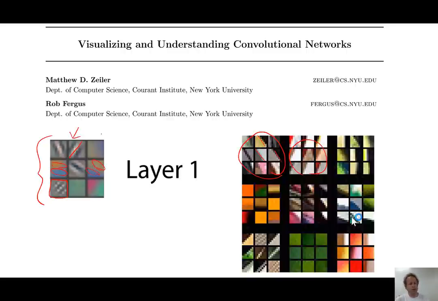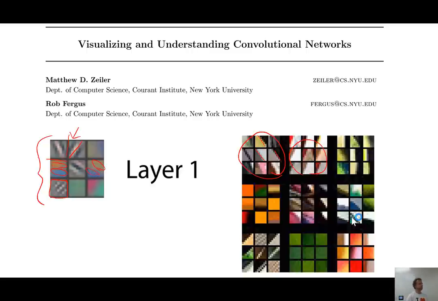The filters in the very first layer of a deep learning network are very easy to visualize. We've known for a long time that this is what they look like. We also know, incidentally, that the human vision system is very, very similar. The human vision system has filters that look much the same.